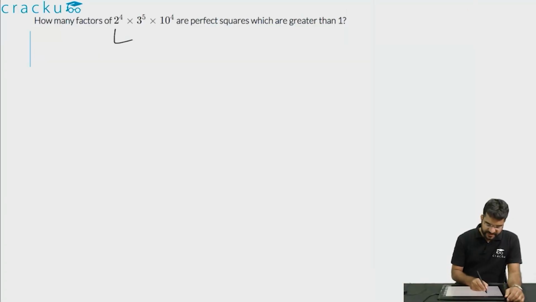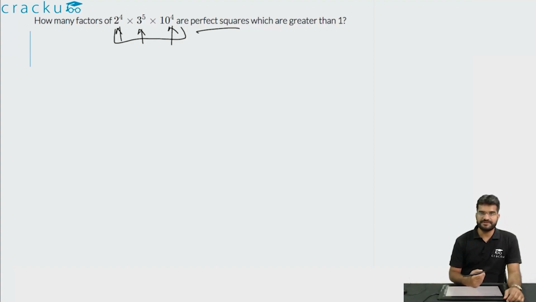In this question, we are given a product of three terms, 2 to the power 4, 3 to the power 5 and 10 to the power 4. We are required to find out how many factors of this number are perfect squares. So whenever you want to find out how many of the factors are perfect squares, you have to first do the prime factorization. In this case, 2 is a prime factor and 3 is a prime factor, but 10 is not a prime number. 10 is actually equal to 2 into 5.